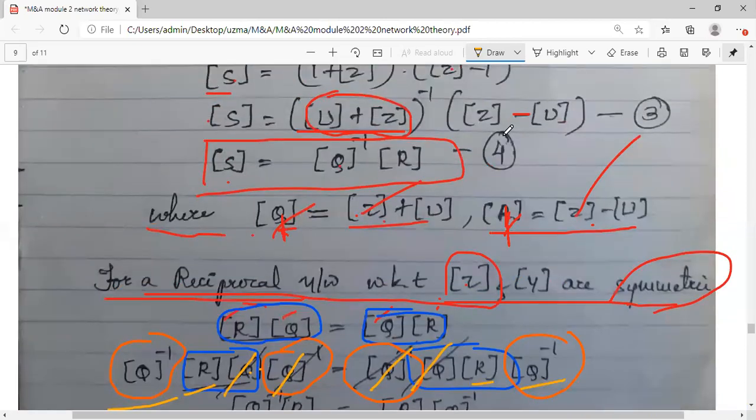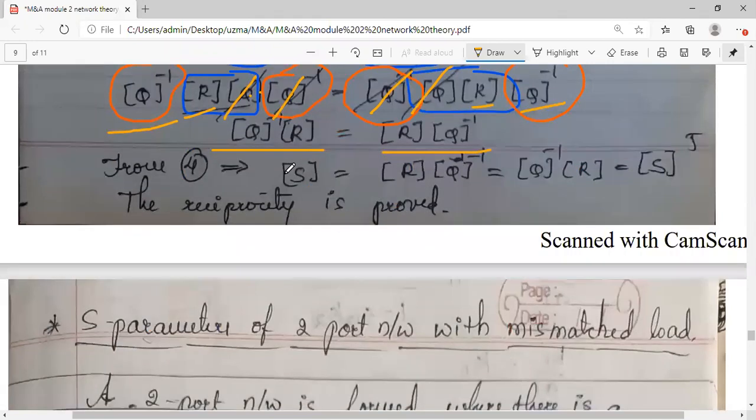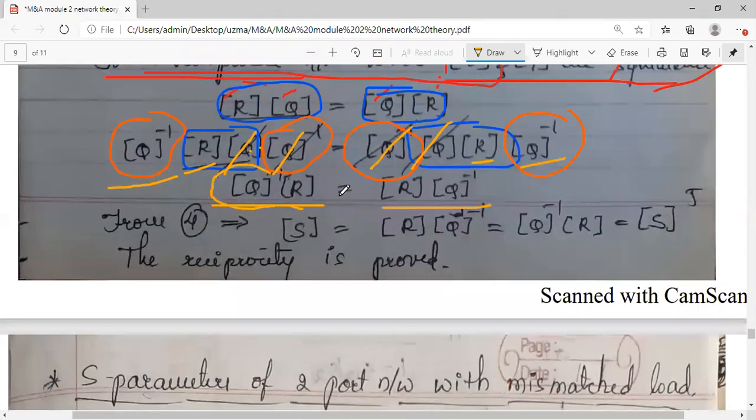See from equation 4, look at equation 4. It is Q inverse into R, which is your S matrix. So this LHS, from equation 4, I will replace with S. So S is equal to Q inverse into R, right? Which is equal to R into Q inverse. So what does this mean?